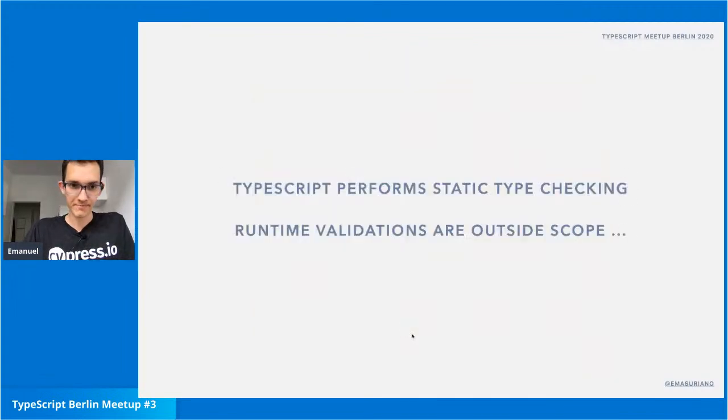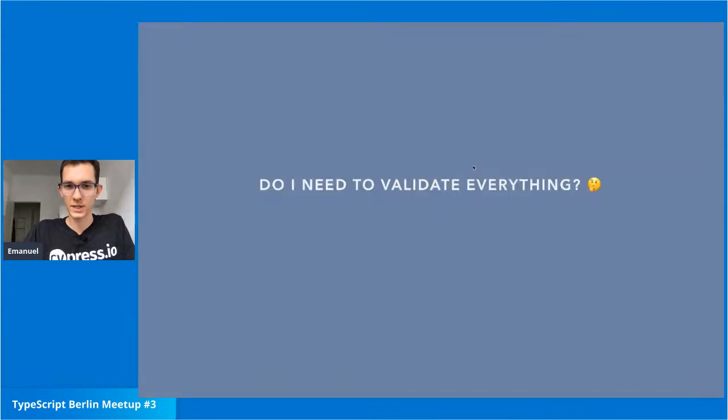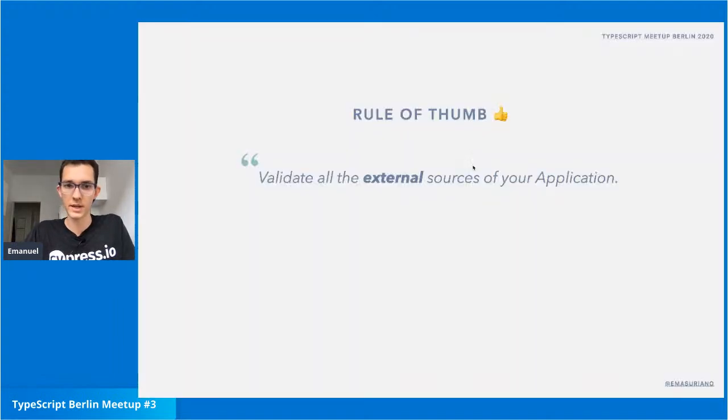So yeah, I guess many of the people in this meetup already know this, but TypeScript performs static type checking. Runtime validation is outside the scope. So it's actually on the developer side to do it. But then do I need to validate absolutely everything? The answer is no. As a general rule of thumb, I like to say: validate all the external sources of your application. What do I mean by that?